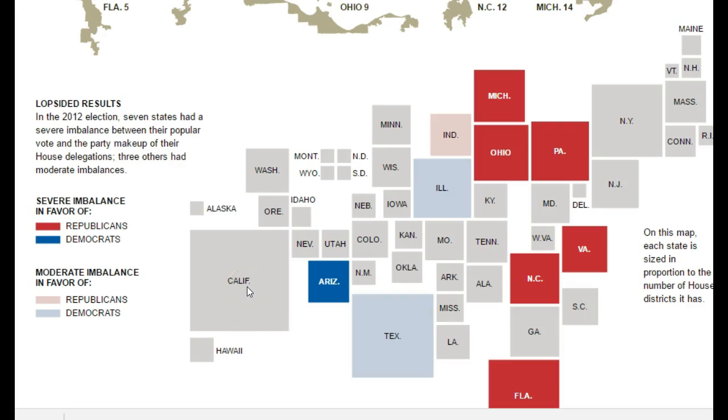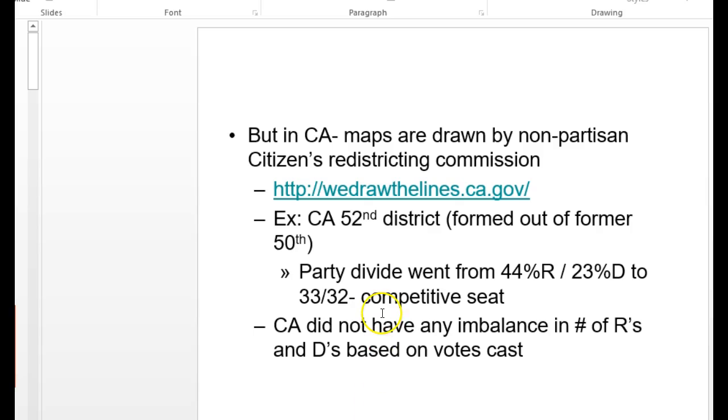So people in other states are looking to California now to see if they would like to adopt a similar kind of process. The problem, of course, is that this has to be passed by the very people that draw the maps. Okay, so that's the issue of representation. I'll come back to the issue of legislation in the next video.